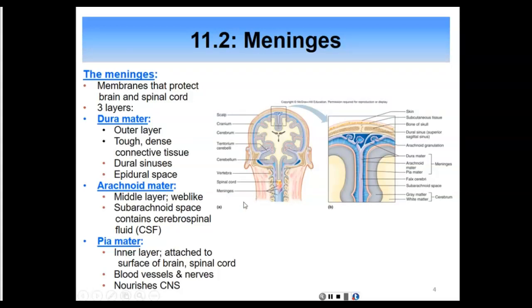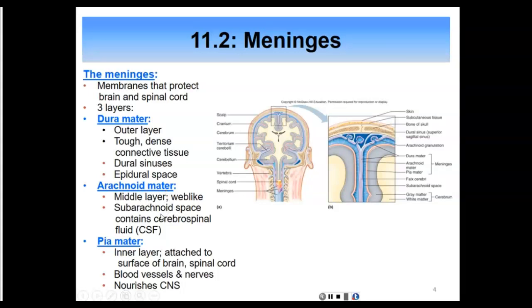The next layer is a middle layer called the arachnoid layer, and it's a web-like layer. In this layer is where you're going to have your cerebrospinal fluid. It's in the subarachnoid space, meaning it's below this arachnoid mater.